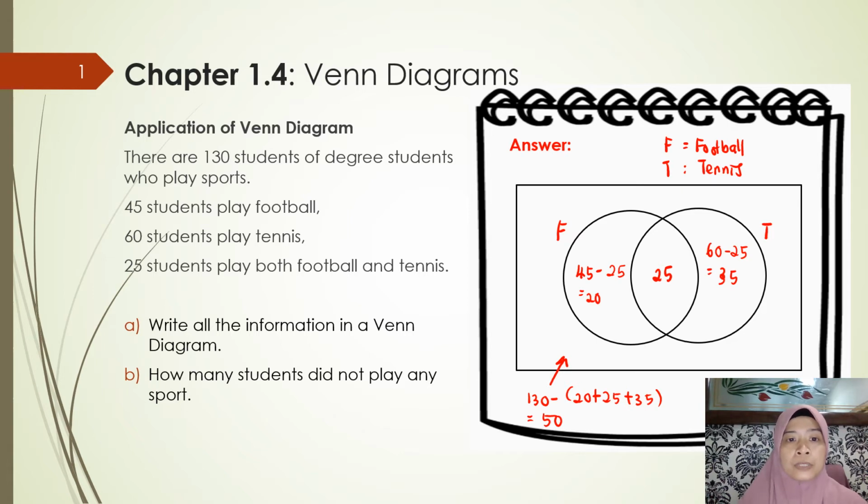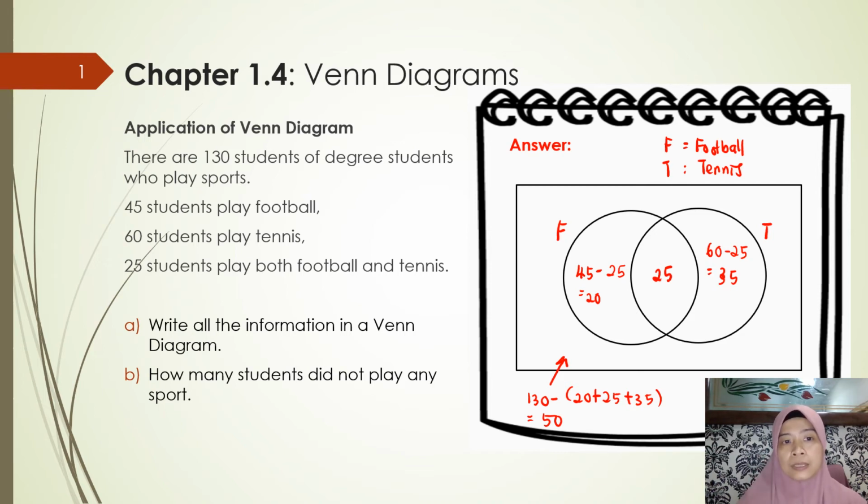Okay, first of all, you look at the information that play both football and tennis: 25. So that is the intersection, the elements for the intersection. When we say that 45 play football, it means that the whole circle, including the 25, is 45. So in order for you to find football only, 45 minus 25, that's why we have only 20 students who play football.